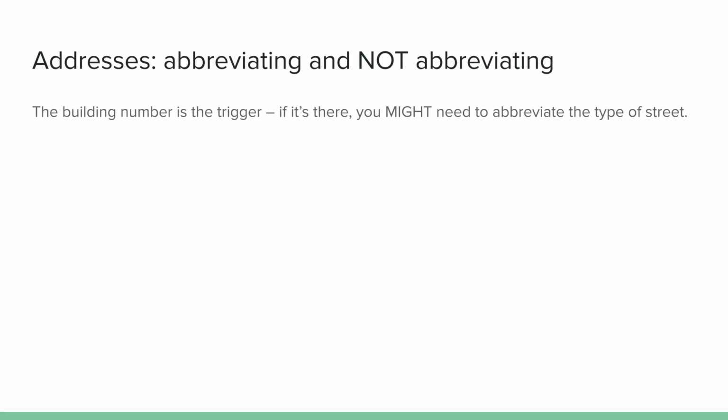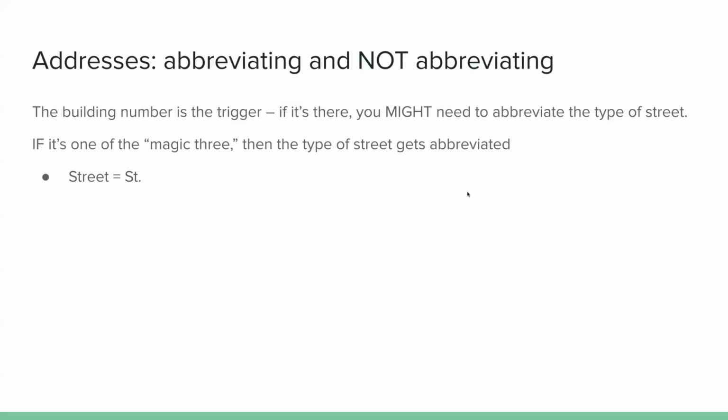So the thing to keep in mind is that the building number is the triggering event. Okay, so if there's a building number there, then you might, and I emphasize the word might, need to abbreviate the type of street. So here's what I mean. There are the magic 3. These are the only 3 that ever get abbreviated in an address.